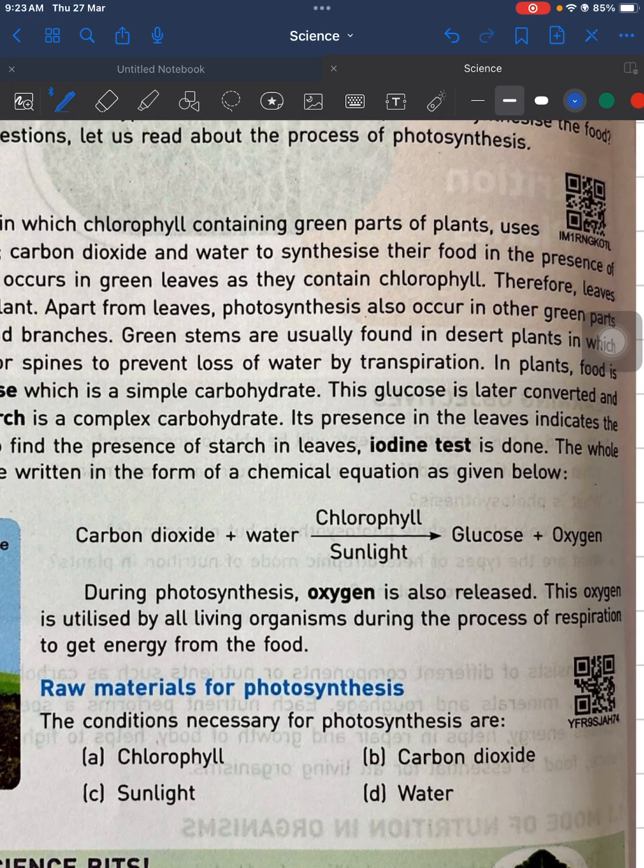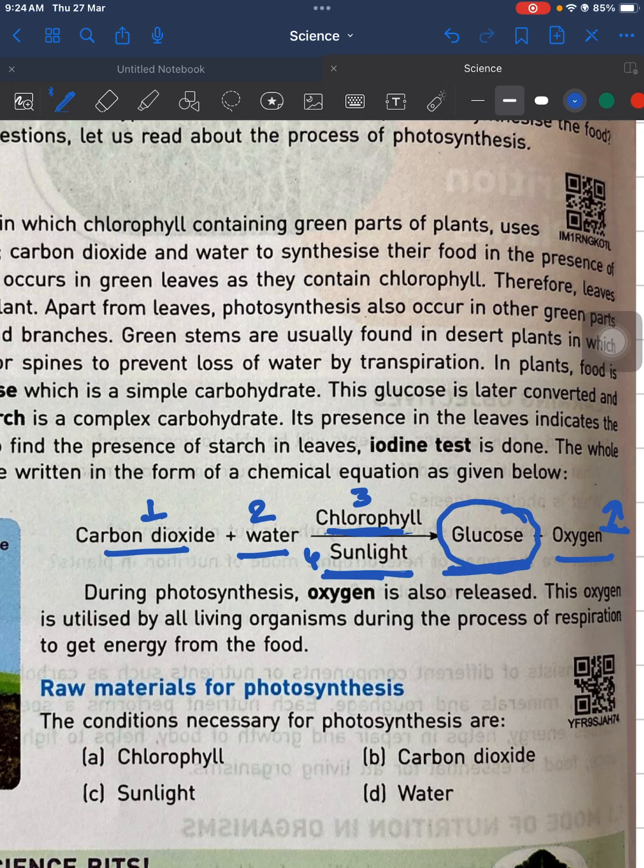Photosynthesis requires 4 components in the plant. Green plants contain chlorophyll. So the chlorophyll-containing green plant takes carbon dioxide and water in presence of sunlight. So there are 4 components of photosynthesis: carbon dioxide, water, chlorophyll, and sunlight. In presence of these 4 components, the green plant, by the process of photosynthesis, synthesizes glucose, and oxygen is additionally released in the atmosphere.